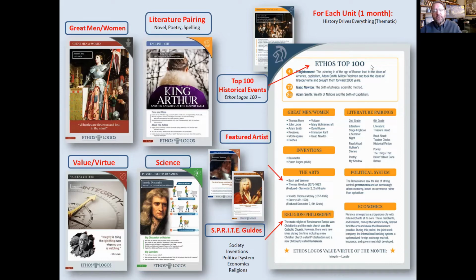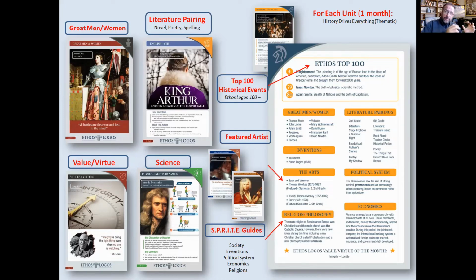Let's start with history. Each month, each history card, this is one month of instruction, would have the top 100 events from history as they land on that particular month and that particular time frame. So during the Enlightenment month of instruction, four things happen that we ask our classroom teachers to make sure that they cover and hit: the Enlightenment itself, Sir Isaac Newton, and then Adam Smith and his Wealth of Nations and the birth of capitalism.